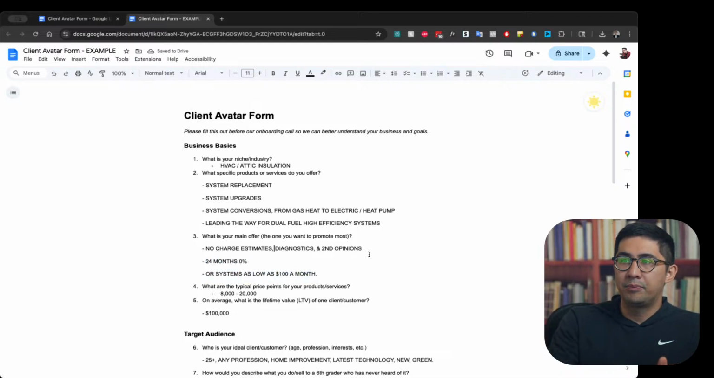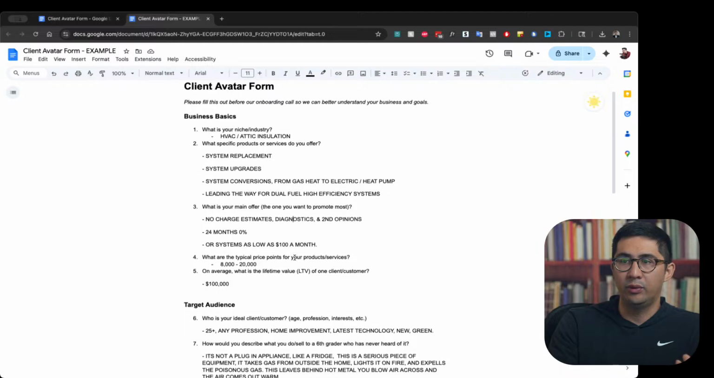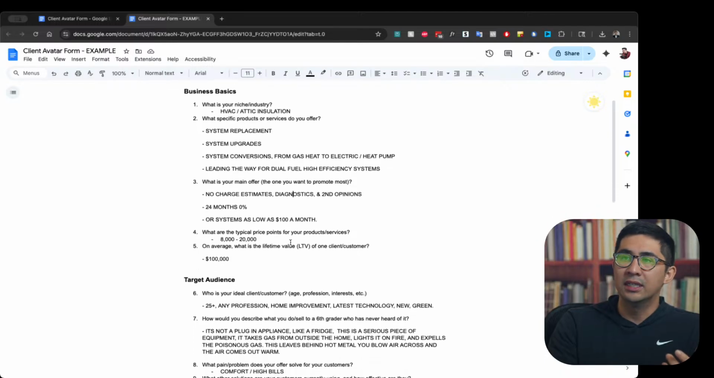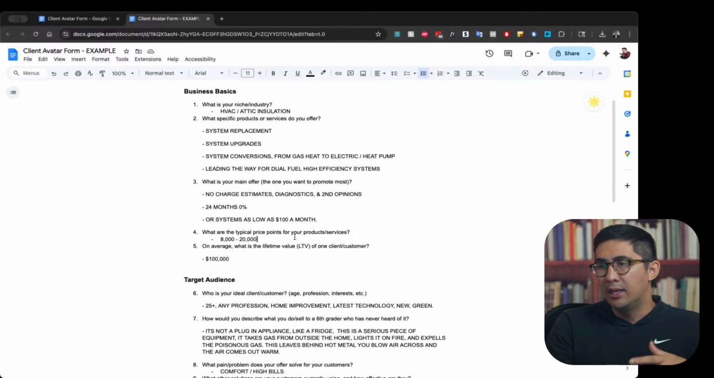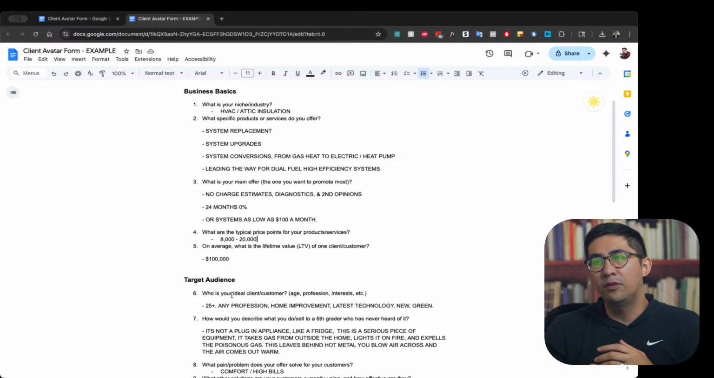So I have been trying to think of different offers that we can have, but this is good that the client I have here is also thinking about different offers, and we'll talk more about that when we do our onboarding and pre-production. But what are the typical price points? Yep, that's about right. It's going to be around the $10 to $15,000 or $8 to $20,000 on average.